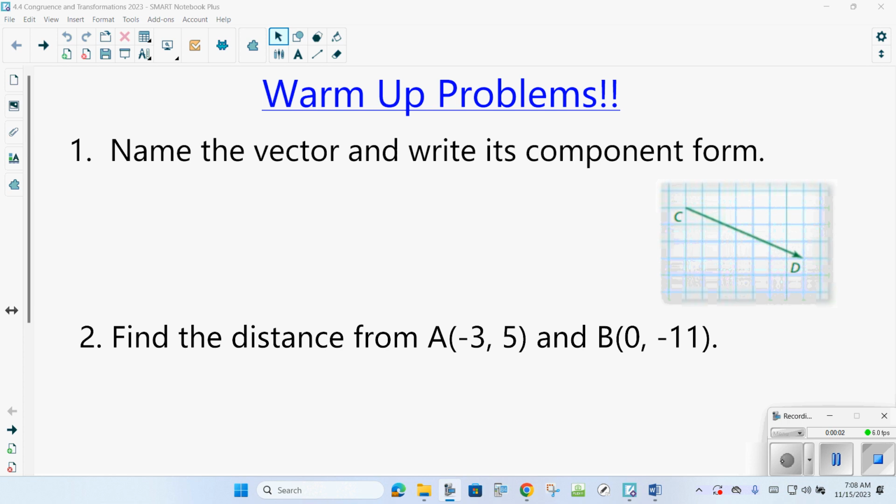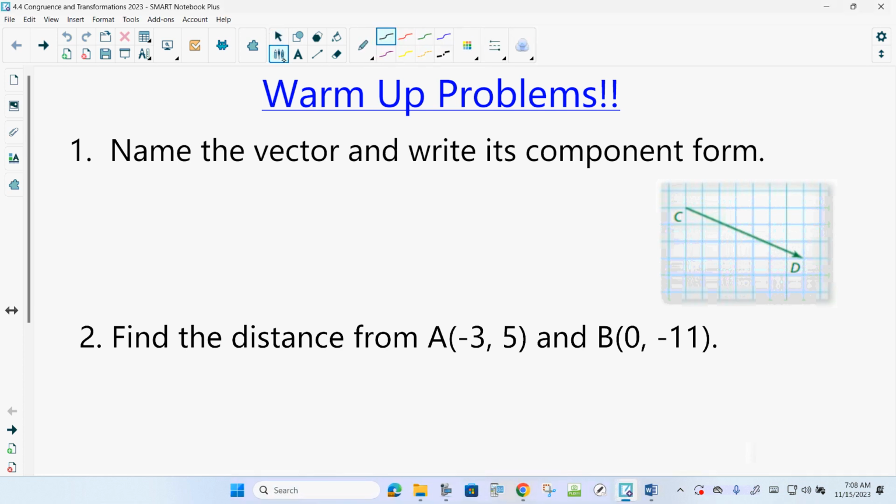Welcome back, Hononegah Geometry. Today we're going to talk about 4.4, congruence and transformations. We're basically going to be moving multiple transformations, moving things around and talking about how they are still congruent to each other because they are a rigid motion. But we'll get into that in just a little bit.